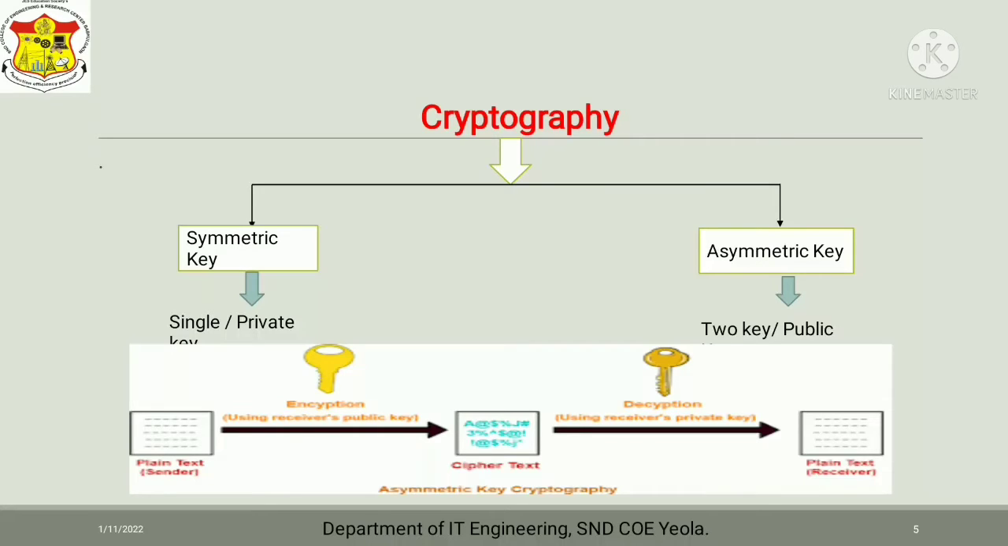Now the second part is asymmetric key cryptography. Asymmetric key cryptography is also known as public key cryptography or conventional cryptographic system. In asymmetric key cryptography, two keys are used: one for encryption and the other for decryption. In asymmetric key cryptography, the sender and receiver both have their own key, so there is no problem of key distribution while transmitting data over an insecure channel.